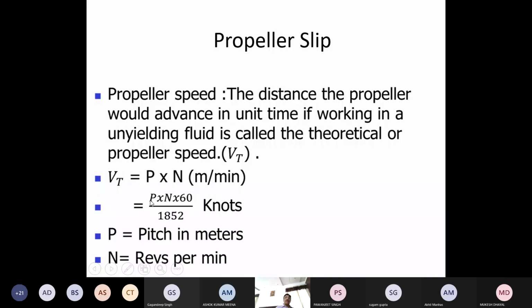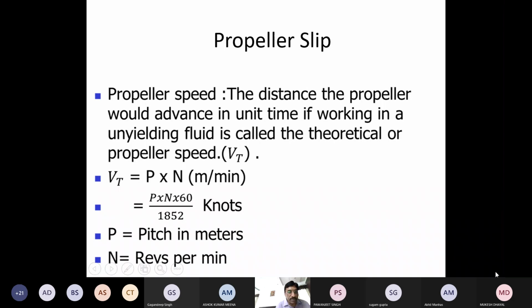multiplying by 60 will give me so many meters in 1 hour, and converting into nautical miles or knots, I divide by 1852, it gives me answer in knots. So propeller speed theoretical in knots is given by P into N into 60 divided by 1852, where P is the pitch in meters, N are revolutions per minute. Please remember, propeller speed will be written as Vt only.